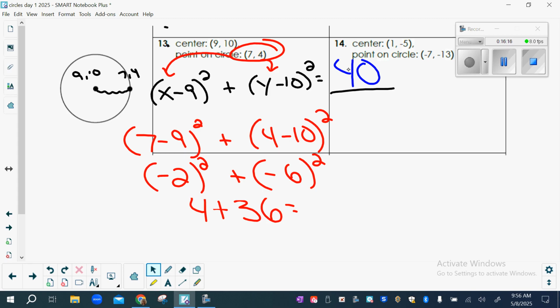One half base times height is a triangle, and pi r squared is a circle.